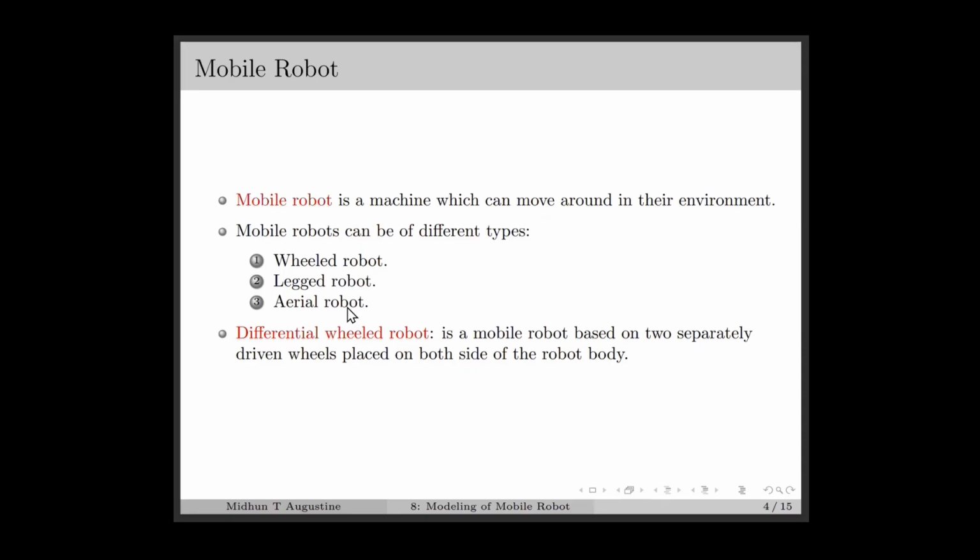In general, a mobile robot is a machine which can move around its environment. Mobile robots can be of different types, such as wheeled robot, where the movement is achieved using wheels, legged robot that can walk on a surface, and aerial robots such as drones which can move in a three-dimensional space. In this lecture, we are only focusing on wheeled robot, and specifically on differential wheeled robot, which is a mobile robot based on two separately driven wheels placed on its both sides.